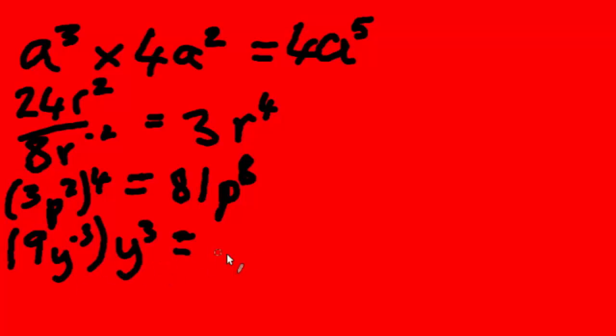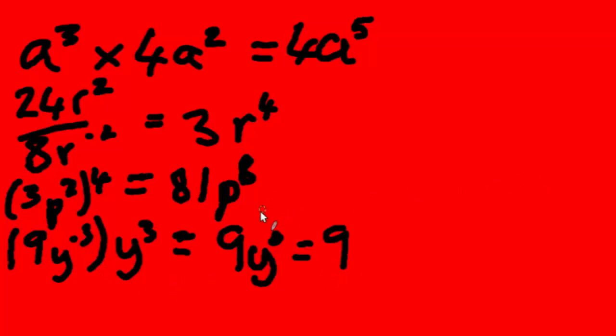So anyway, the correct answer to this should in fact be, well, a 9 just stays there, y to the minus 3 times y cubed becomes y to the power of 0, and I would never leave my answer like that, because obviously anything to the power of 0 is 1, and so really the answer is just 9. There's a good reason for that as well.